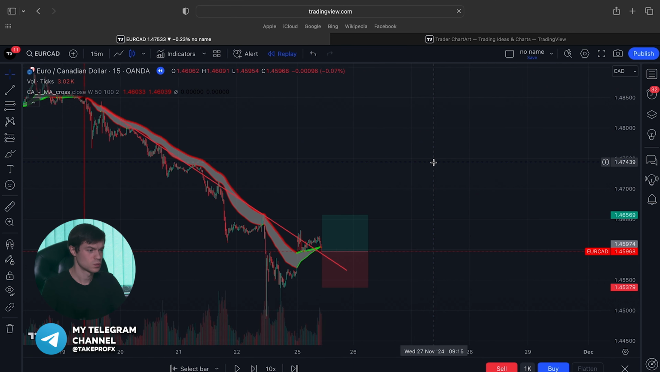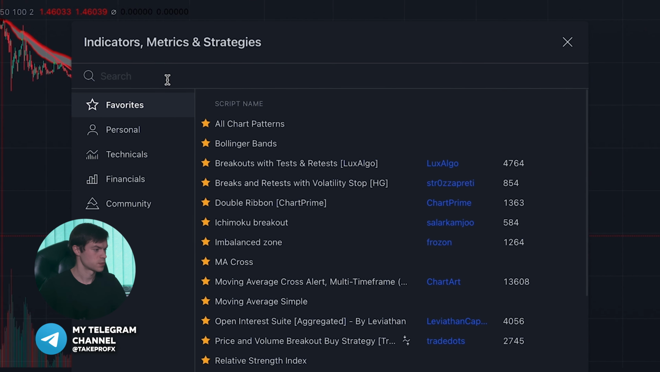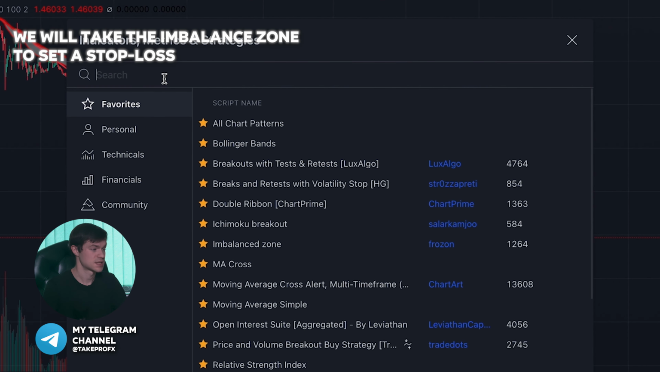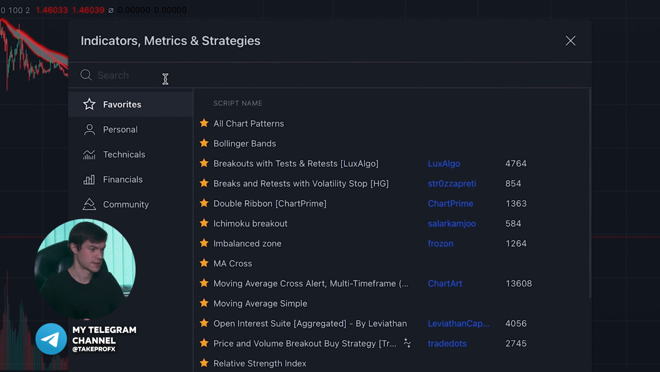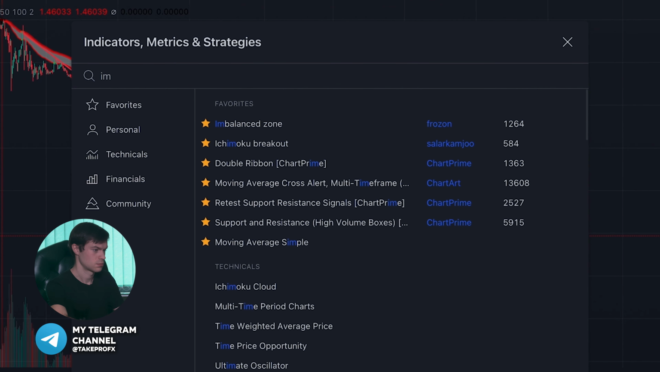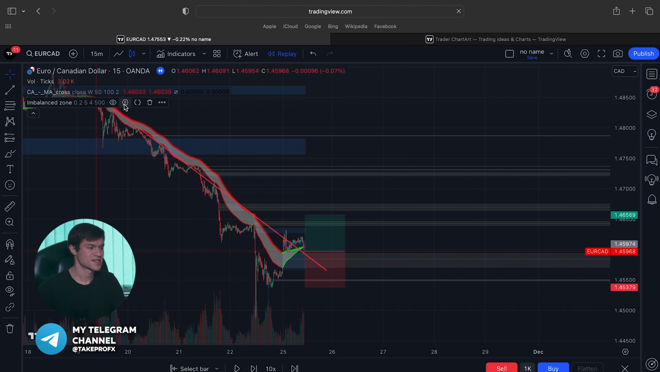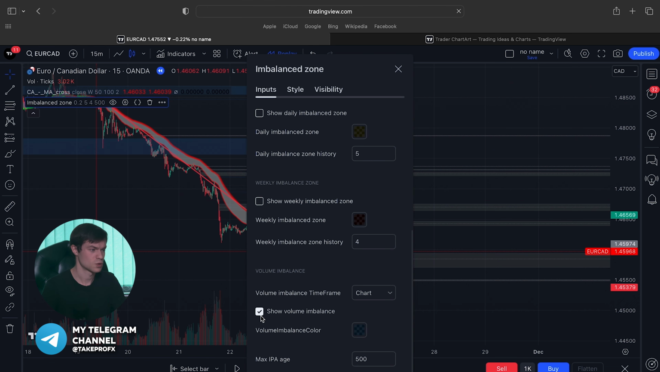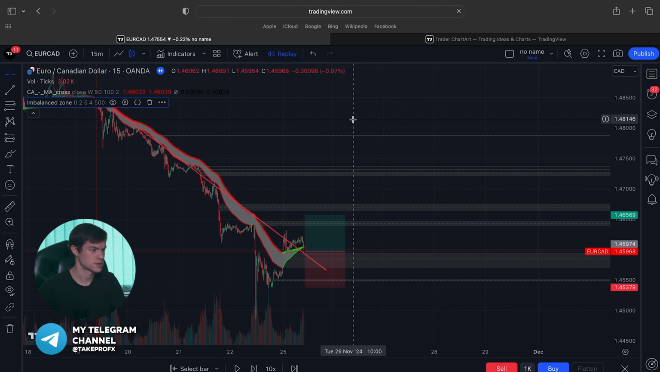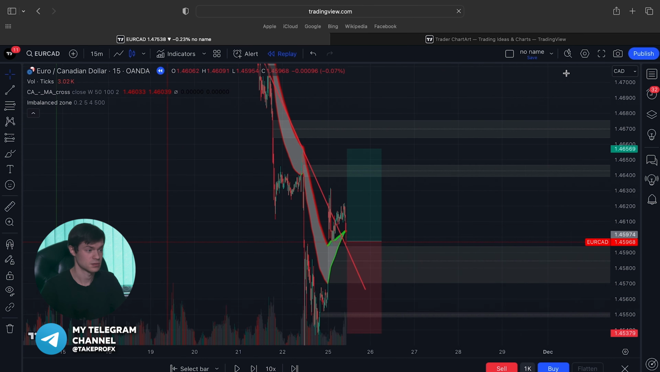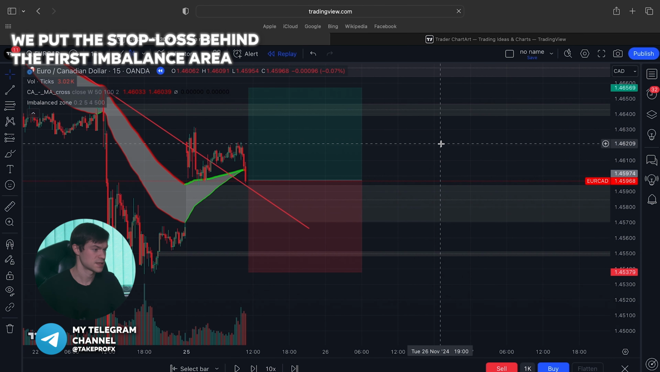and we will try to earn on it. The second tool that we will firstly need to set a stop loss is the Imbalance Zone. This is a great indicator. We also write its name and edit. You can customize it, disable the last checkbox here, click OK, and we will have a very clear indicator. We put the stop loss behind the fattest imbalance area.